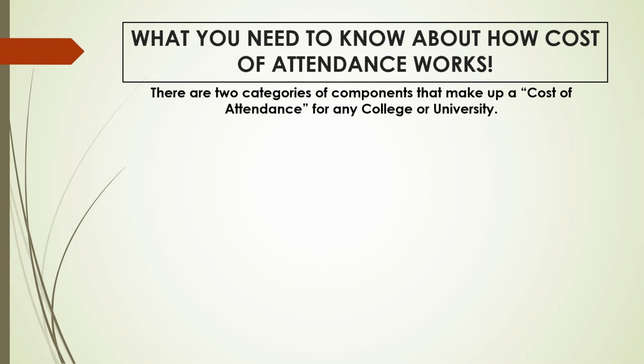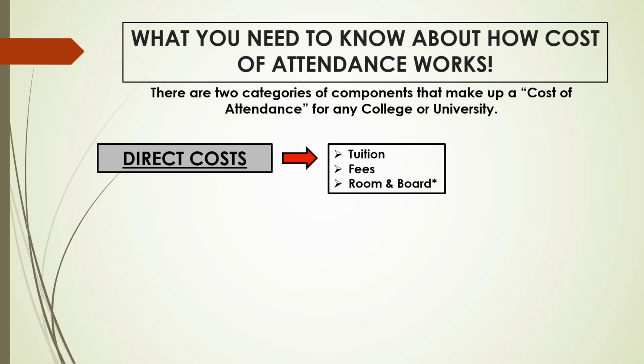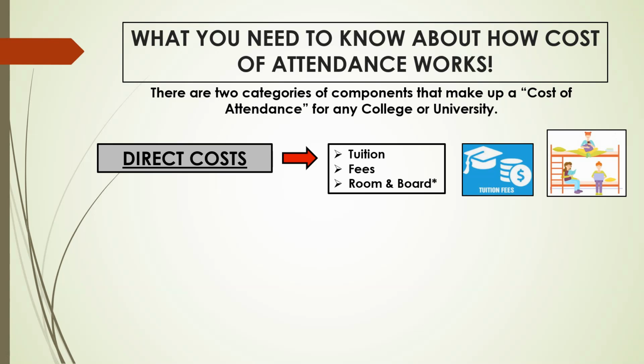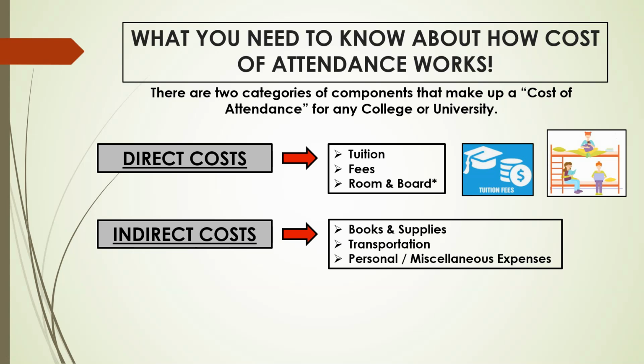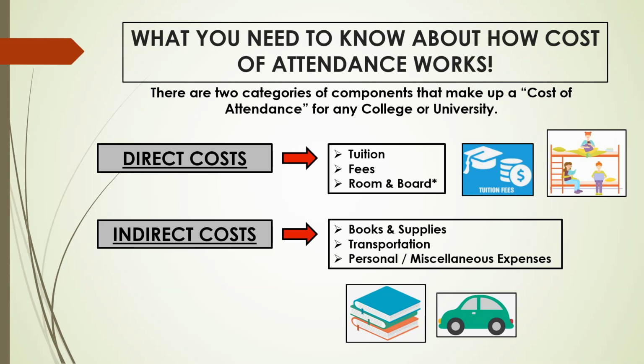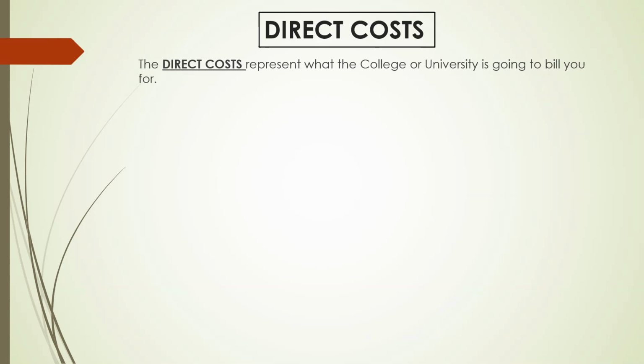There's two categories of components that make up a cost of attendance for any college or university. The first one is called your direct costs, and this includes your tuition, your fees, and your room and board if you're going to be living on campus. The second category is called indirect costs, and these items include things such as your books and supplies, your transportation costs, and any personal or miscellaneous expenses. Let's first take a look at your direct costs.